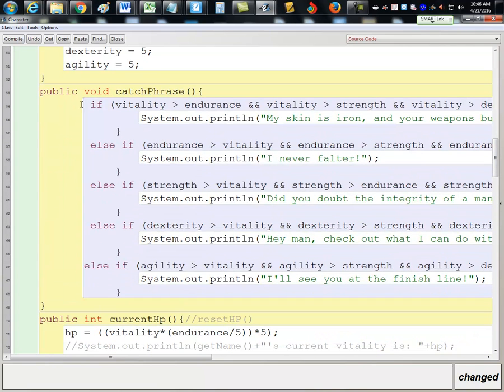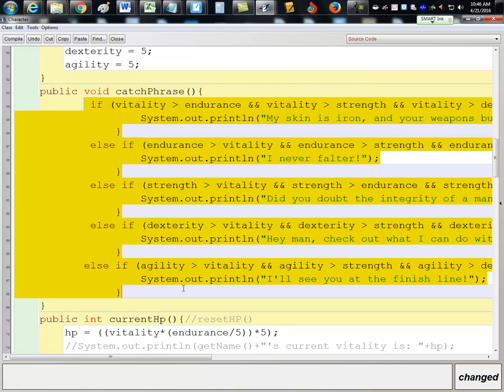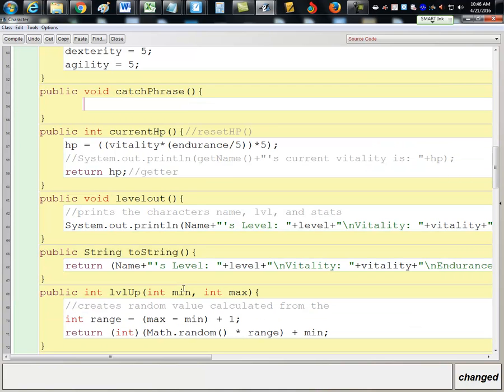Now the catchphrase is basically just a joke. It's just saying System.out.print, my name is John Cena. And every time the character wins, he calls out his catchphrase, my name is John Cena.